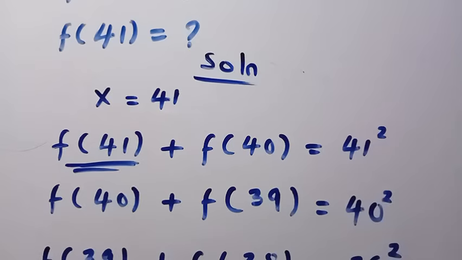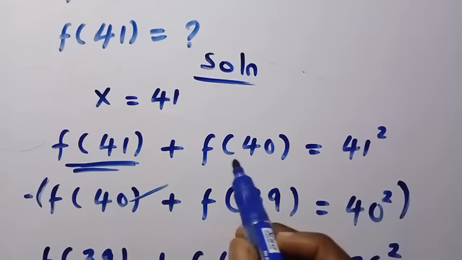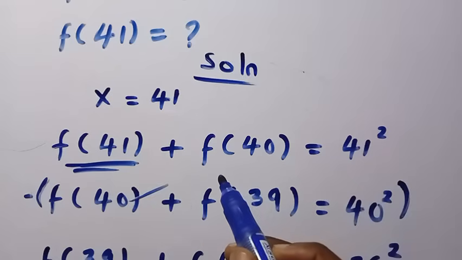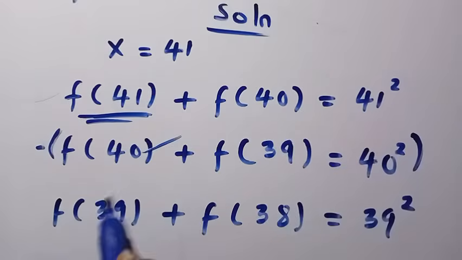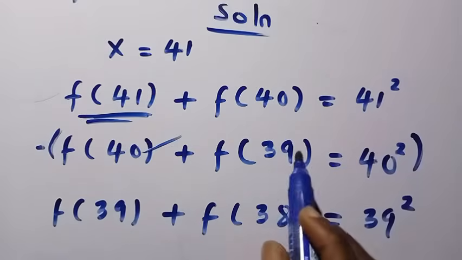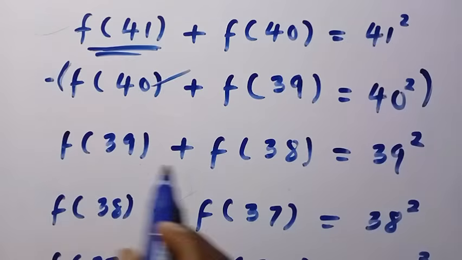Let's keep subtracting these from each other. Suppose I introduce a negative to this second one. So all this one becomes negative, because here is minus f(40) and here is plus f(40). By adding this together, they cancel each other. And also this has become negative, so this negative f(39) cancels the plus f(39). So I don't need to introduce a negative to this.